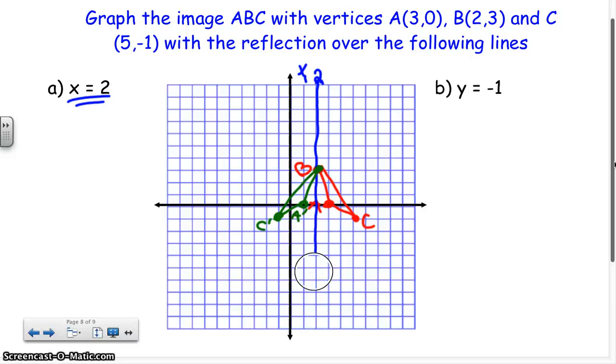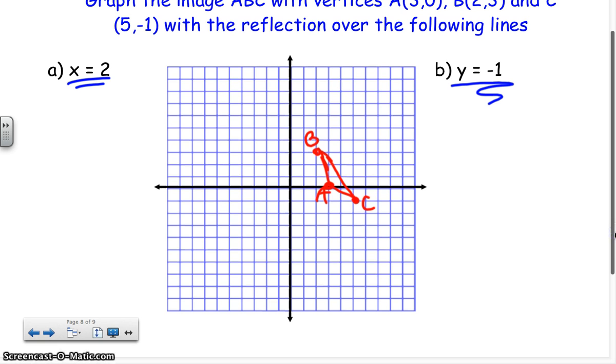All right, I'm going to do the next one. I'm going to erase this as much as I can, so we don't have too much going on here. B was at (2, 3). Okay, my next line of reflection is at y equals negative 1. Okay, y is these lines here, the horizontal. So this would be like y equals 1, y equals 2, y equals 0 is the x-axis, and y equals negative 1 is right under it. So here, my line goes like this.